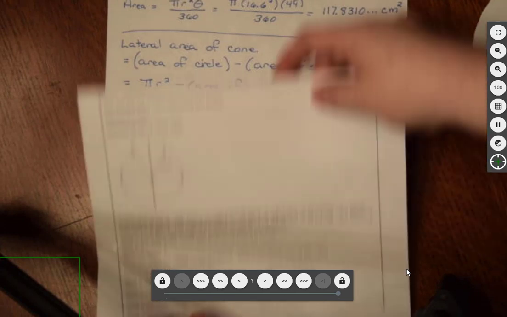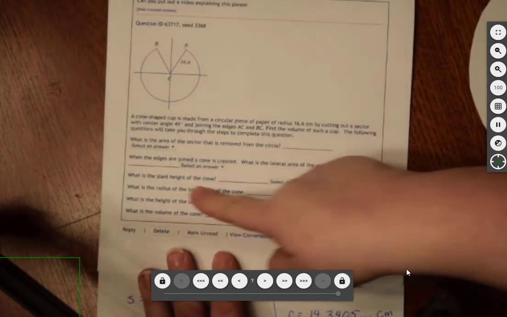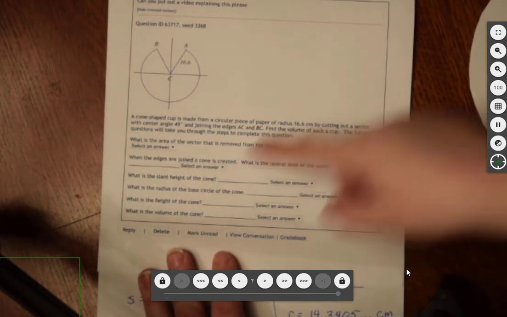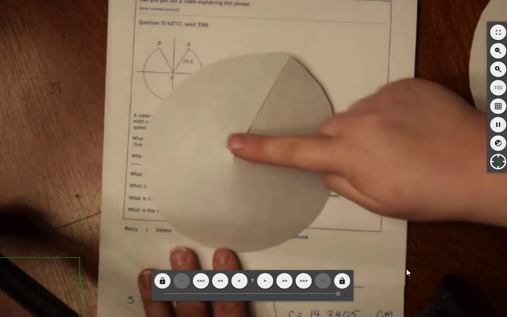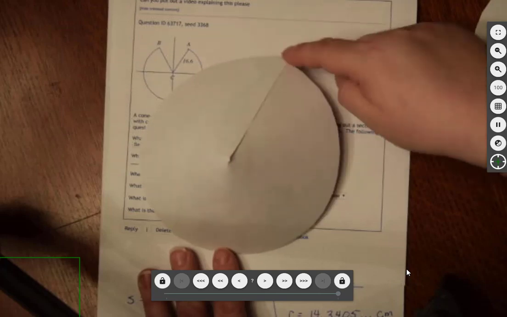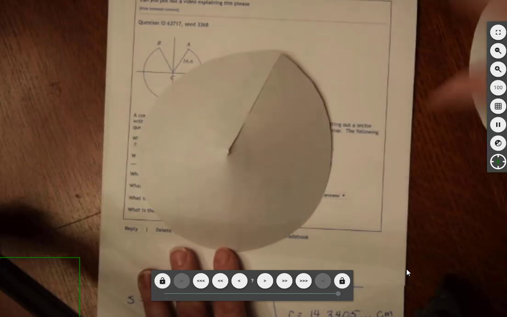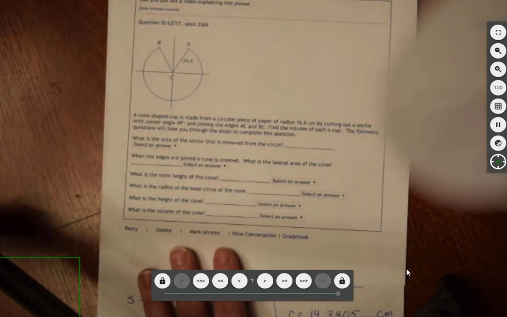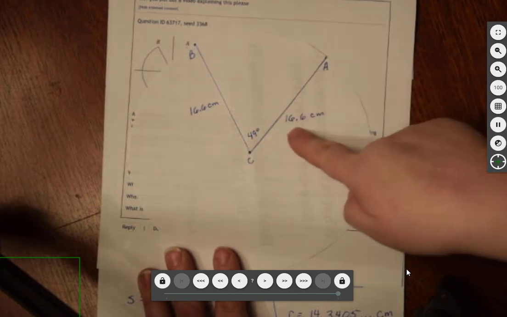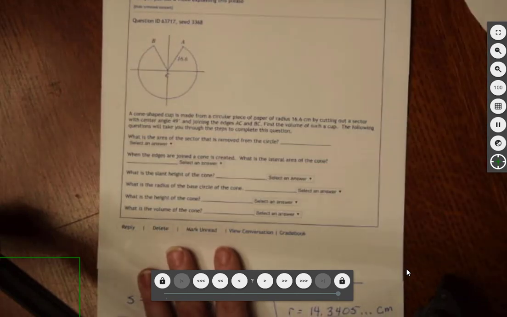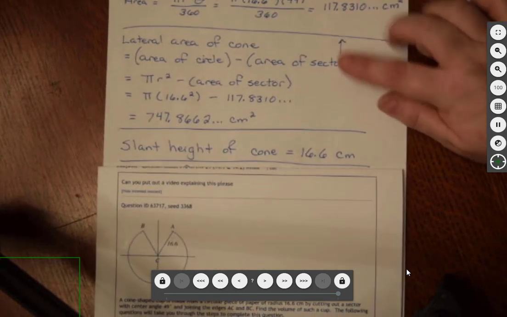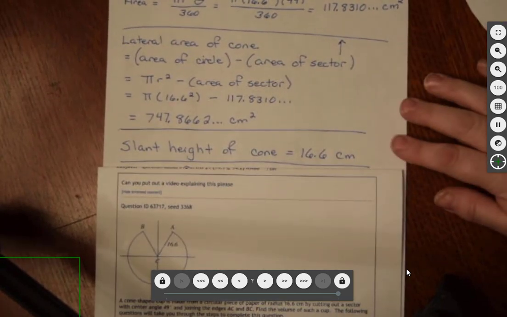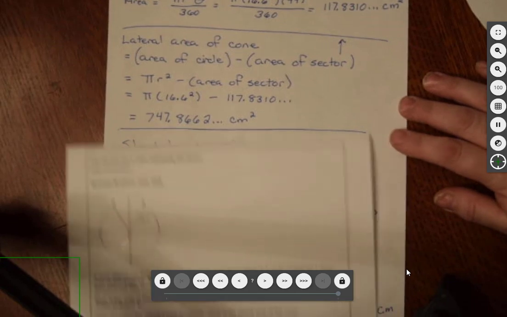Okay, the next question asks, what's the slant height of the cone? Well, the slant height of a cone would just be this side here, but that's the radius of the original circle, so it'd be 16.6 centimeters. So the slant height of the cone is just the 16.6 centimeters.